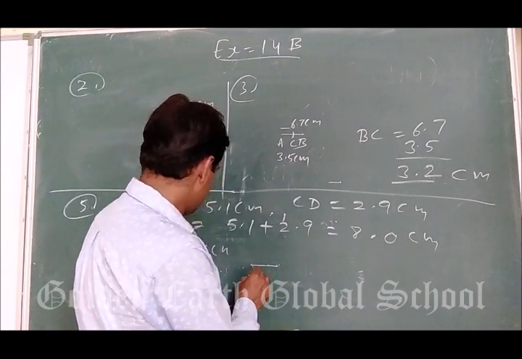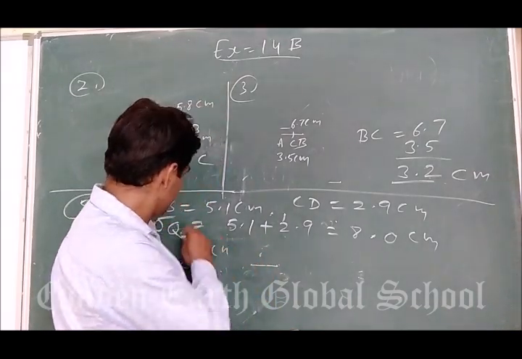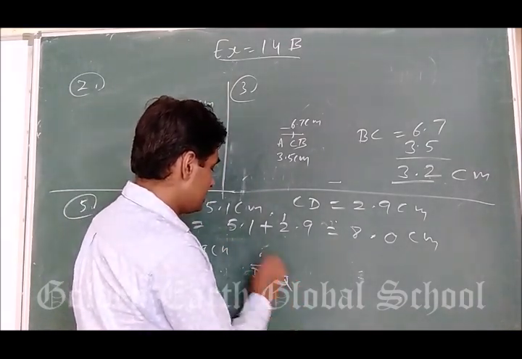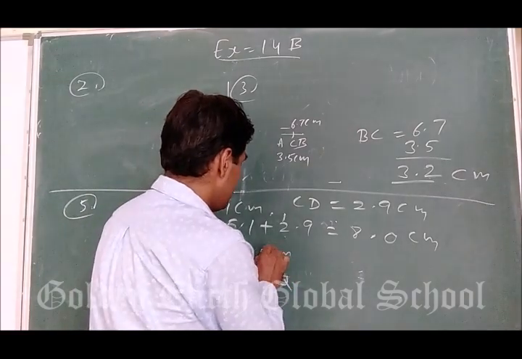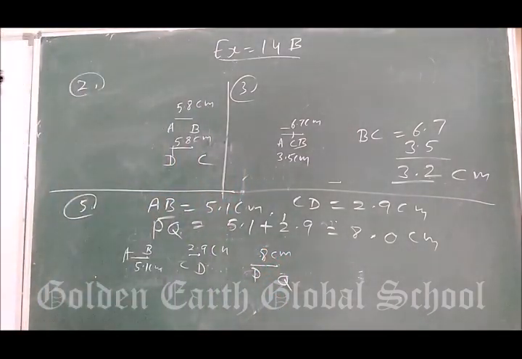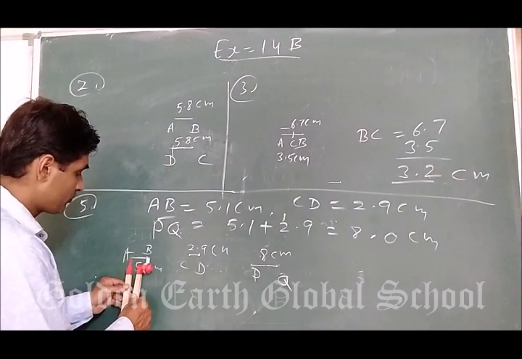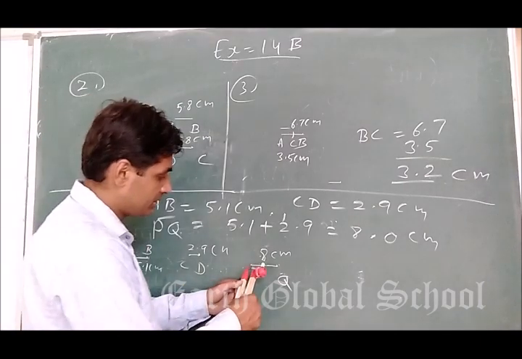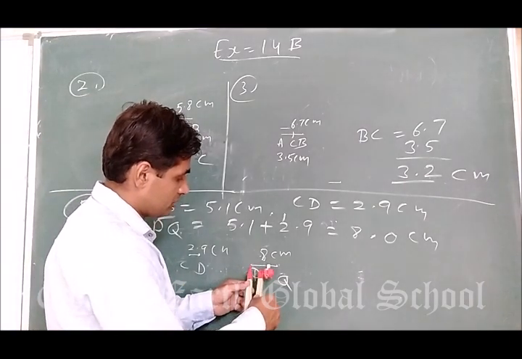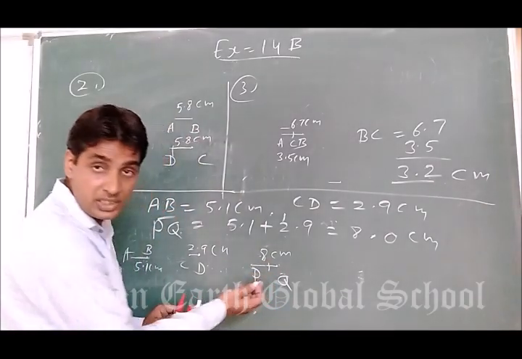So these are EF. See, this is not EF, this is PQ, sorry. PQ is 8 centimeter. Now you have to check. So how you can check? With the compass. So AB is 5.1, so this is 5.1 centimeter. So look carefully. We have to make one arc on PQ.